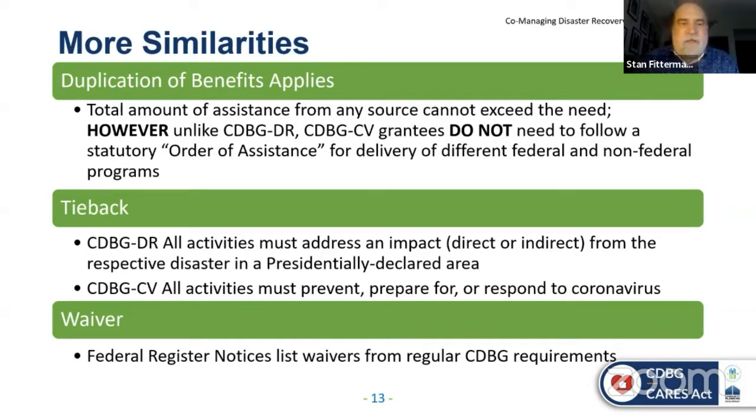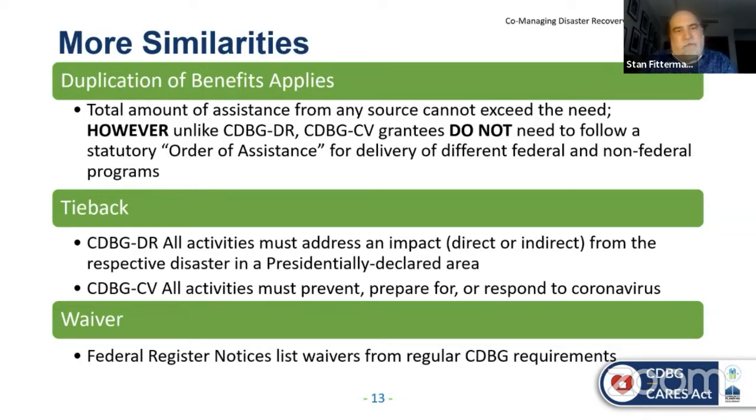Both have tieback. CDBG-DR, all activities must address an impact, direct or indirect, from the disaster and a presidentially declared disaster in the presidentially declared area. CV has to be used to prevent, prepare for, or respond to coronavirus.